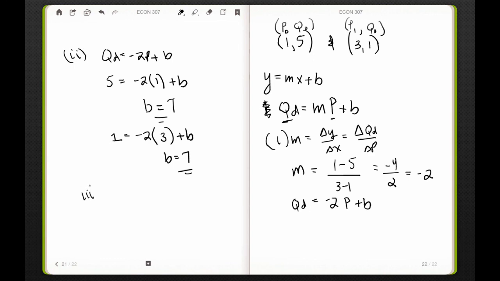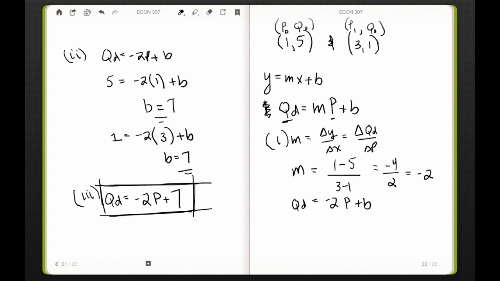So now I'm going to rewrite my equation. I'm going to say quantity demanded is equal to negative 2P plus 7. So there you go. You can go out and ask your friend this scenario, come up with their willingness to purchase at different prices, and come up with their own demand curves.